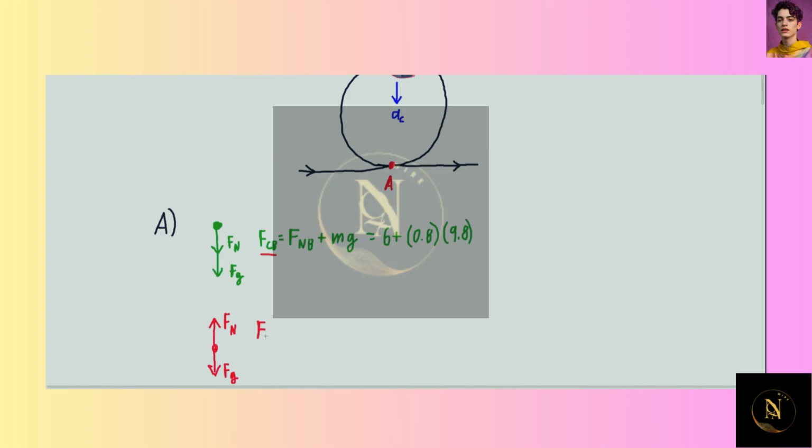We say that the centripetal force at point A is equal to the normal force minus the force of gravity. So the normal force at point A is equal to the centripetal force plus the force of gravity.